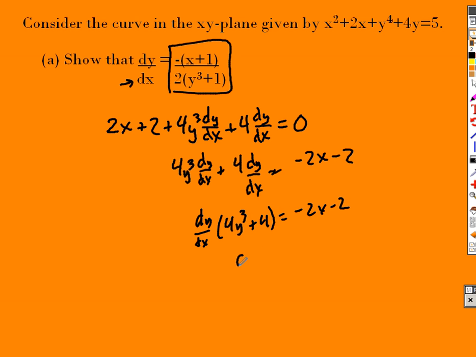Then we're going to divide to get dy/dx by itself. dy/dx will equal negative 2x minus 2 over 4y cubed plus 4. Now, it's not the same as we have up here. It's pretty close though, so we're going to simplify it a little bit.